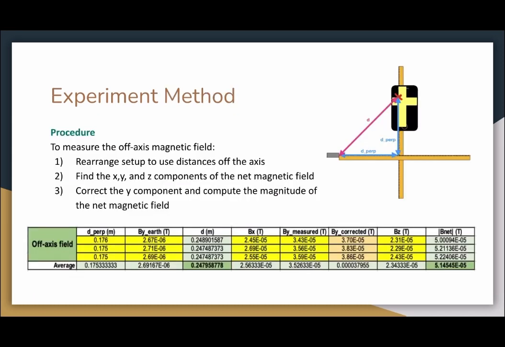The next part of the experiment involves measuring the off-axis magnetic field. To do this, I changed my setup so I could use the distances off the axis. After finding the x, y, and z components of the net magnetic field, I corrected the y component and computed the magnitude of the net magnetic field.